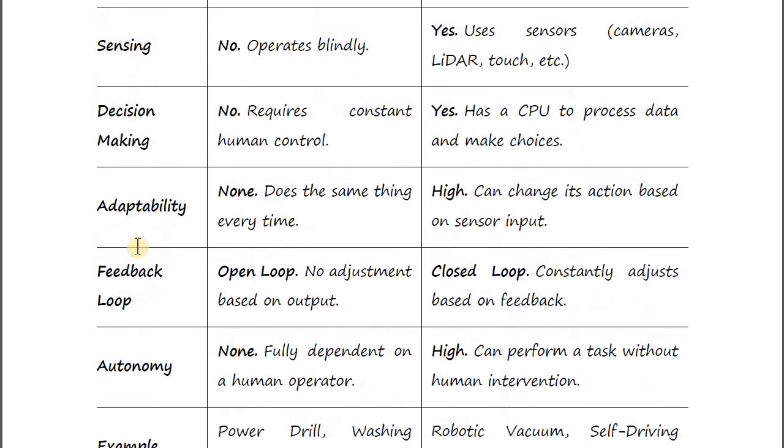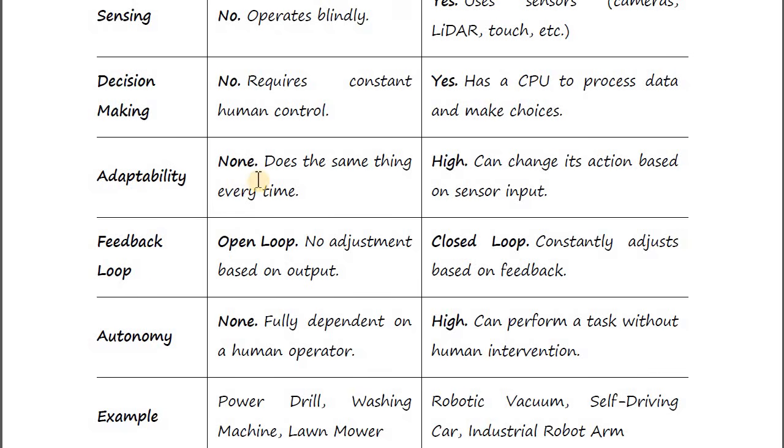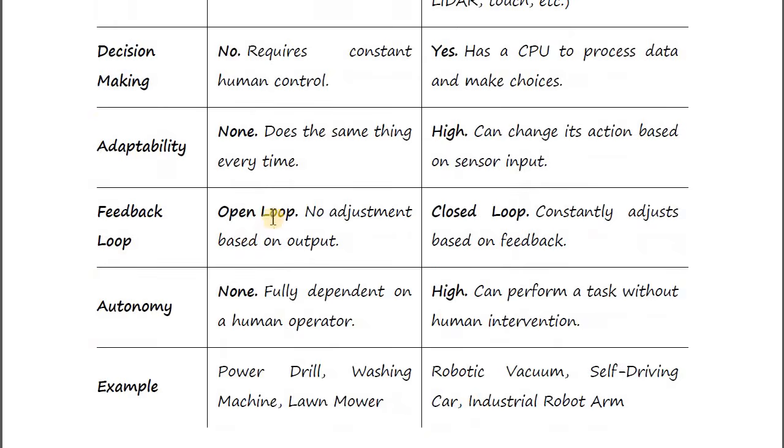Now what about adaptability? Well, the machine has none. It does the same thing every time. What about the robot? Yes, it can change its action based on sensor input. What about the feedback loop? For a machine, it's open.